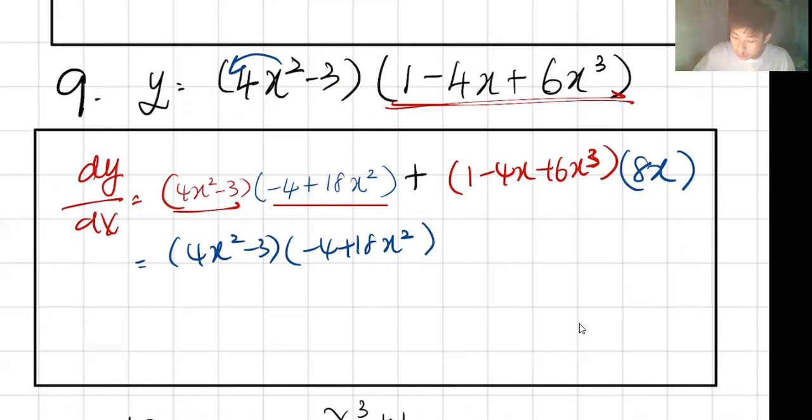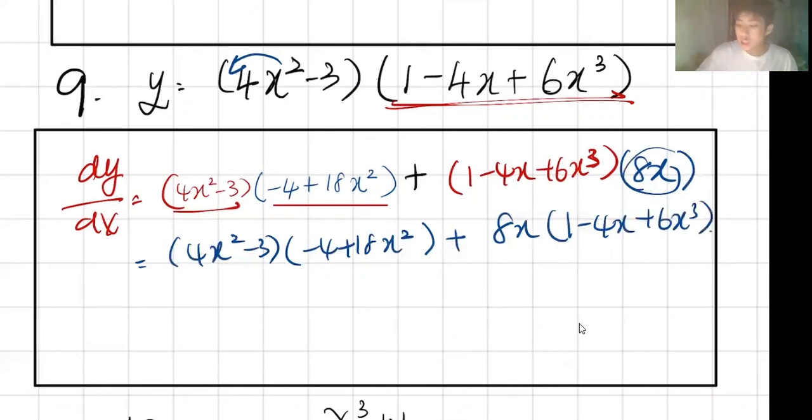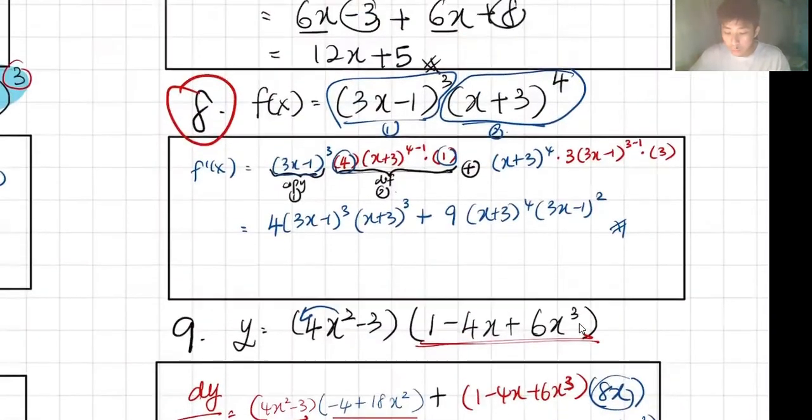Then I prefer to put 8x in front. I put 8x, then only I put a bracket 1 minus 4x plus 6x cubed. So this is just product rule. Basically, when you have two families of x multiplying each other. So I keep focusing on, you see, whatever product rule we did, right?